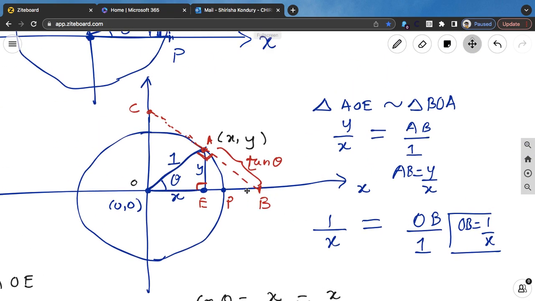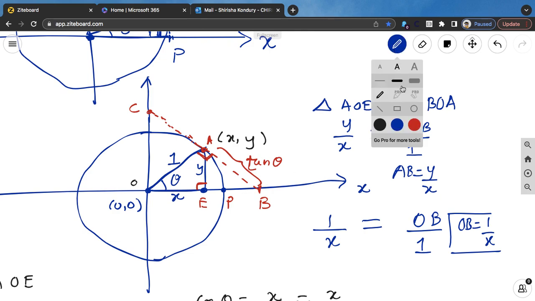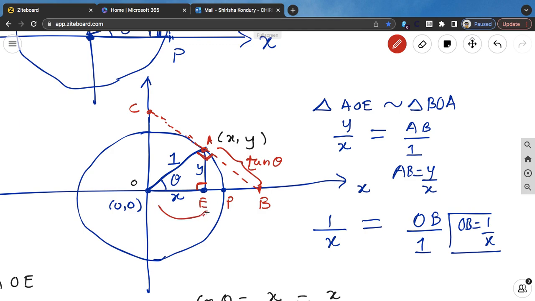So that means this segment OB should represent what? The segment OB should represent secant theta. Is this on the secant to the circle? Yes. Point B is a point external to the circle, and a line passing through B is intersecting the circle in two places. So OB is a part of the secant to the circle, and that's the name, so it's justified.